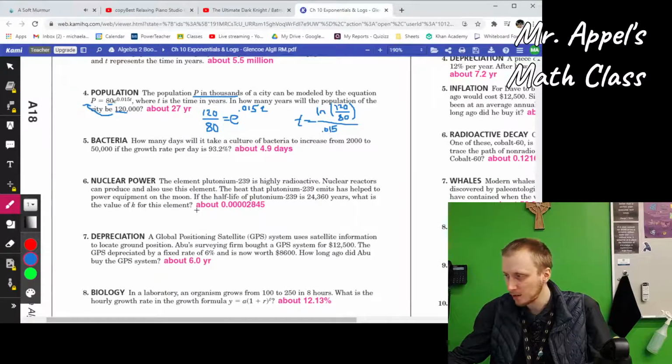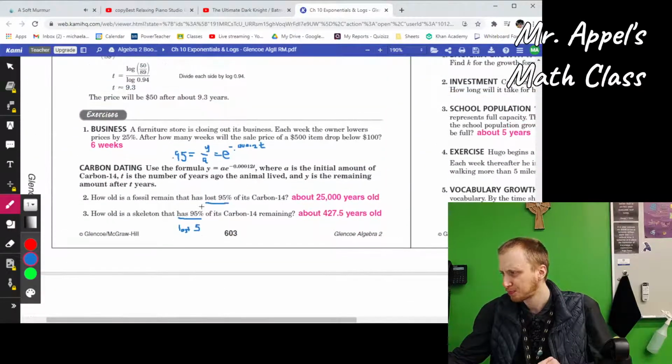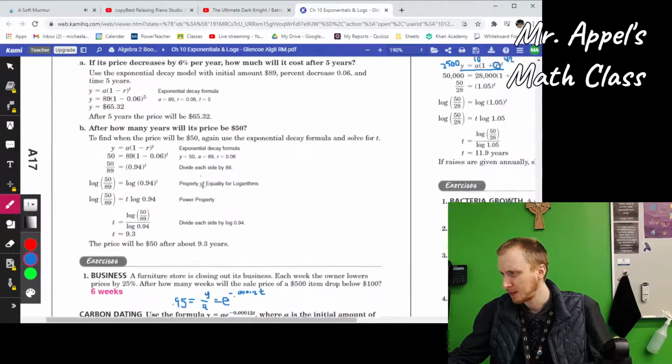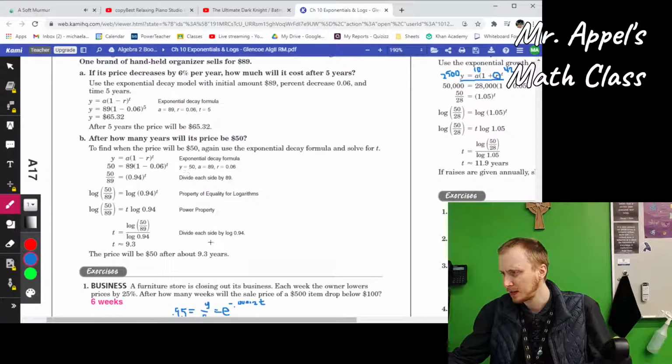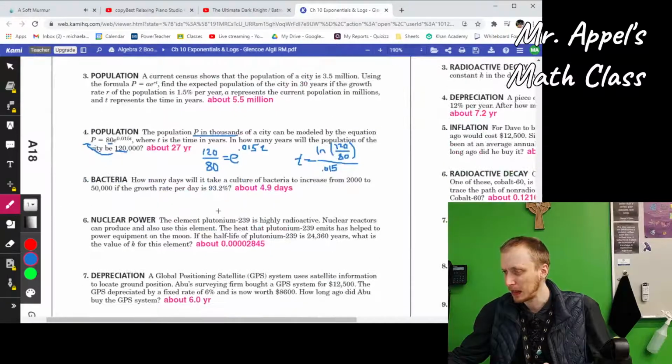Ooh, half-life solved for K problem. This is just like... this is not just like this one. I thought we had an example. Was it not on here? We did it ourselves, didn't we? Yeah, this is the example that I did in class.